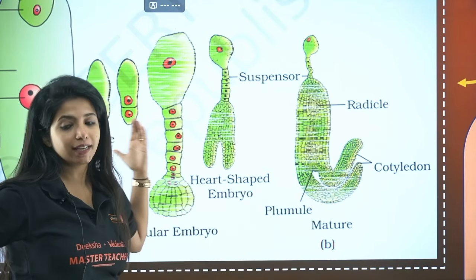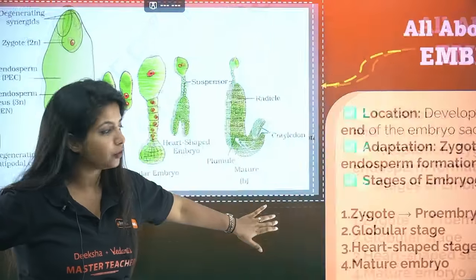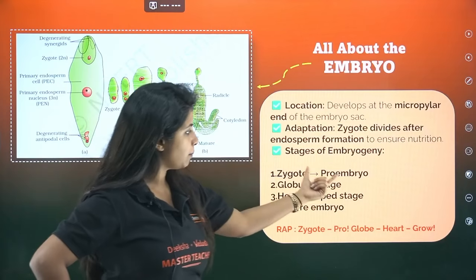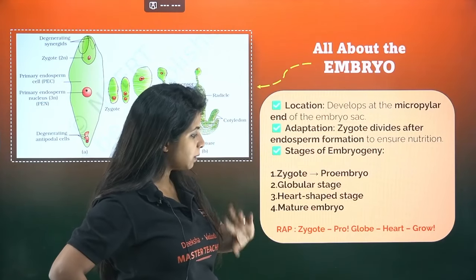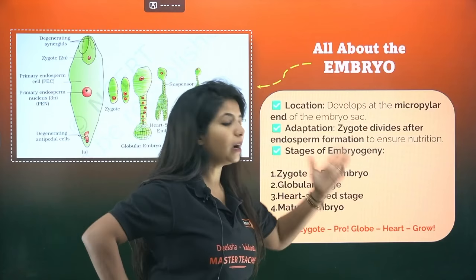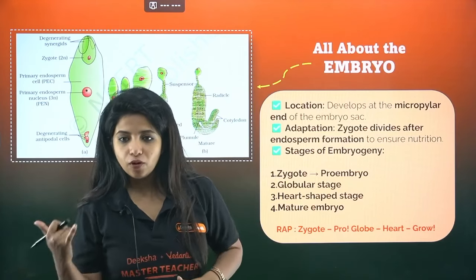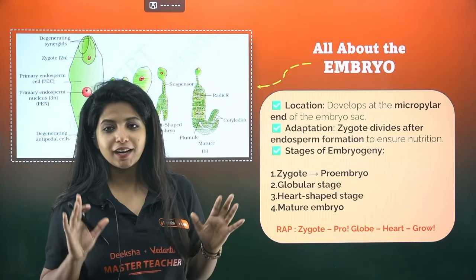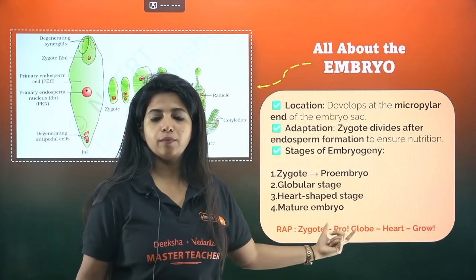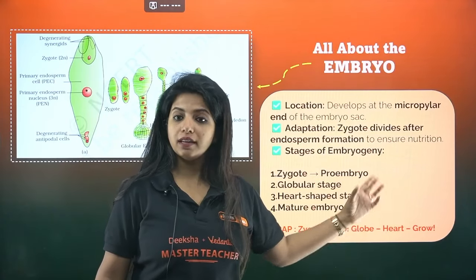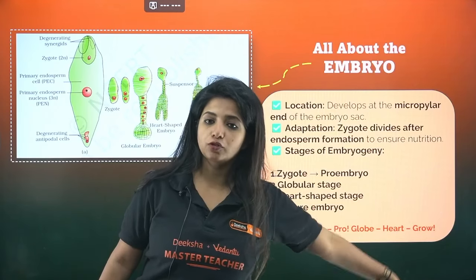Is this important? Yes. The flow of this is super important for you to remember. Proembryo, globular embryo, heart-shaped embryo, mature embryo. You can remember it like this: zygote, pro, globe, heart, pro. Otherwise, you just remember it naturally: zygote, proembryo, globular, then heart-shaped, and then the mature form of the embryo.